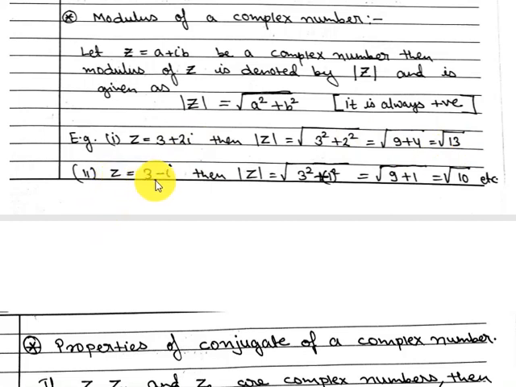Next, z equal to 3 minus i, then the modulus of this complex number will be the square root of a square plus b square. So for a we have 3, so 3 square, plus in place of b we have minus 1, so minus 1 whole square, so it becomes square root of 10, and so on. Clear?